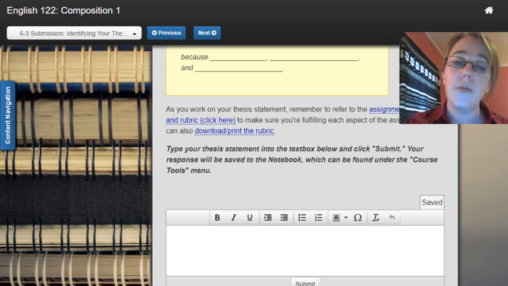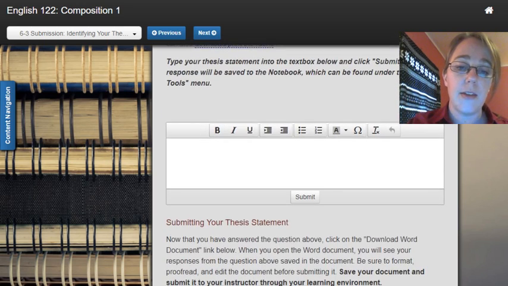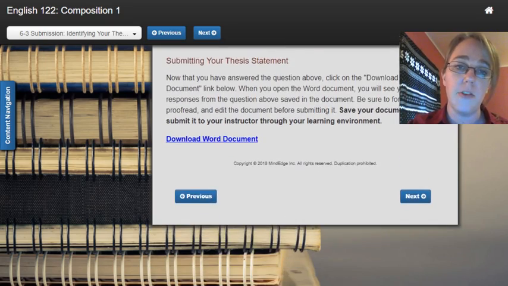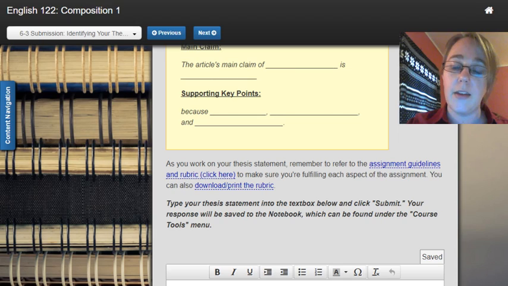So what we want to do is reformulate our claim into our thesis, type it right in here. Remember, we want to hit submit because this is a dual submission. And then upload it in Brightspace.